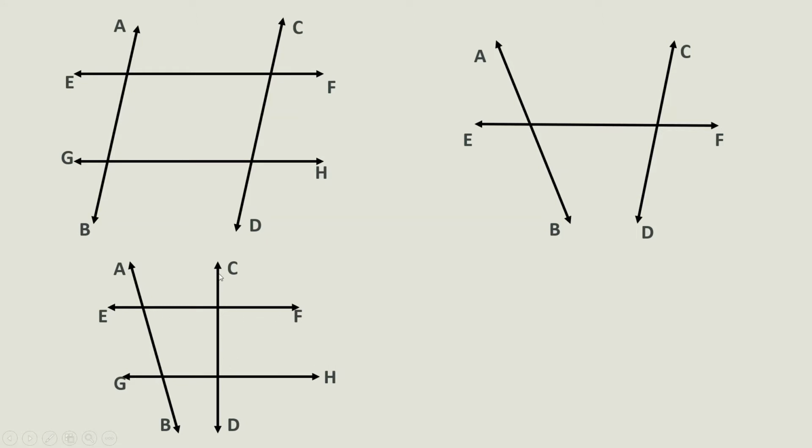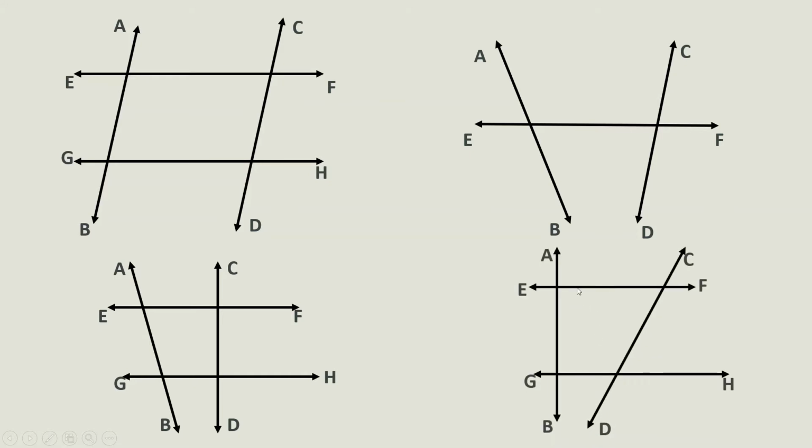And here, transversal line can also be line CD because it passes through two lines EF and GH. And in this figure, line AB and line CD could both be transversal lines because they both pass through two lines, line EF and line GH.